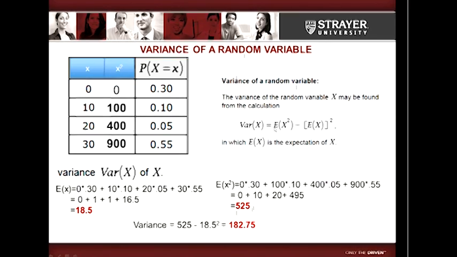Now the formula says the expectation of x squared, which here was 525, minus the expectation of x, and then squared: 18.5 squared. When you work out this little multiplication, you get 182.75 as the variance of this probability distribution. Remember that you've got to put in these x squared values yourself in order to calculate this. Are there any questions?